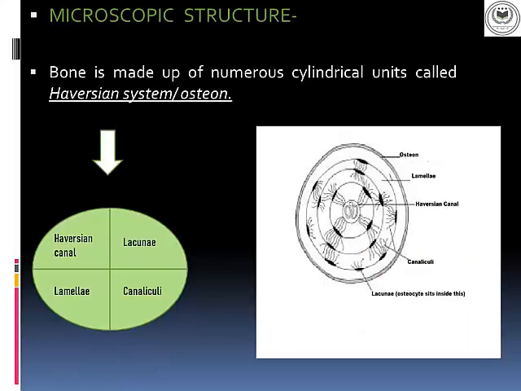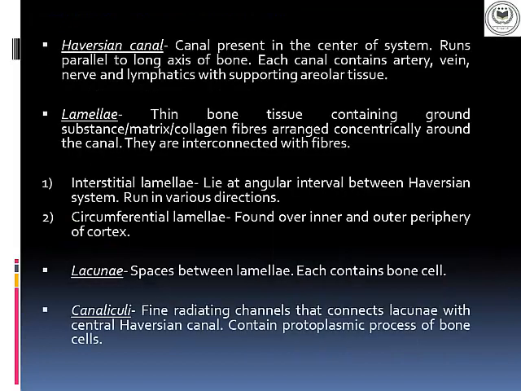Coming to the microscopic structure, bone is made up of numerous cylindrical units called the Haversian system or osteon. The Haversian system consists of four main elements. First, the Haversian canal, second, lacunae, third, lamella, and fourth, canaliculi. Haversian canal. It is the canal present in the center of the system. It runs parallel to the long axis of bone. Each canal contains artery, vein, nerve and lymphatics with supporting areolar tissue.